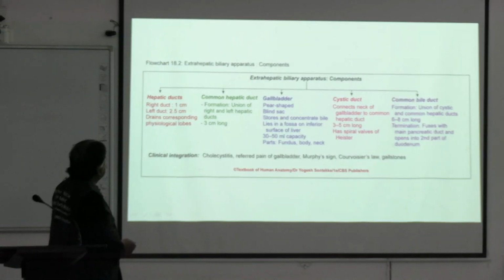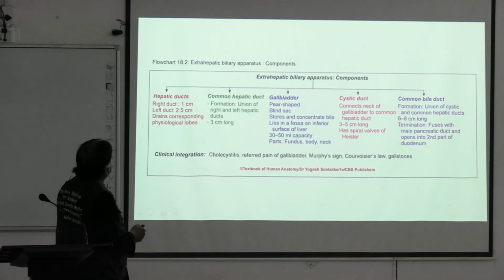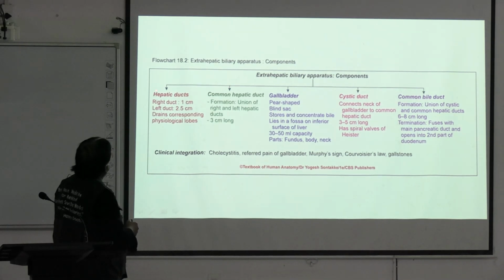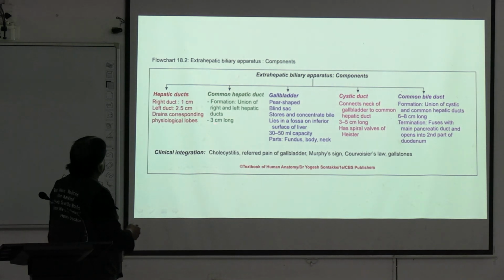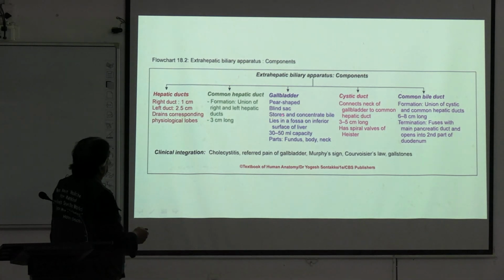Next. Now, extrahepatic biliary apparatus components. Hepatic ducts: right duct 1 centimeter, left duct 2.5 centimeters, drain the corresponding physiological lobes. Common hepatic duct: formed by union of the right and left hepatic ducts, 3 centimeters long. Gallbladder: pear-shaped, blind sac, stores and concentrates bile, lies in the fossa on the inferior surface of the liver, 30 to 50 ml capacity. Parts: fundus, body, neck.